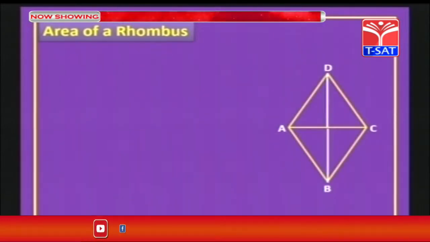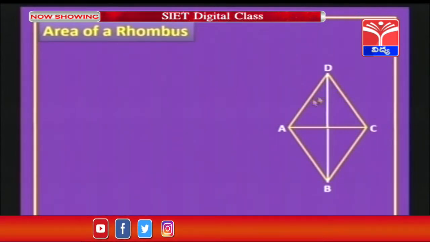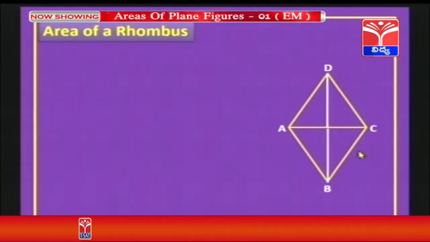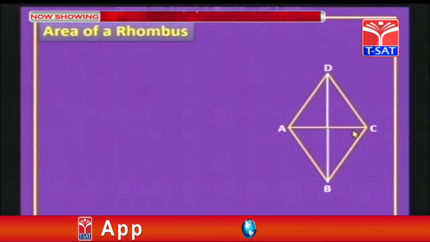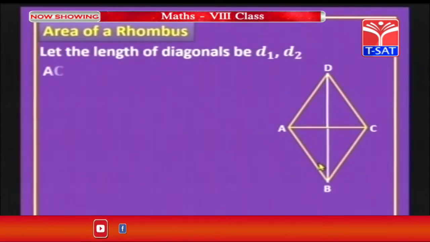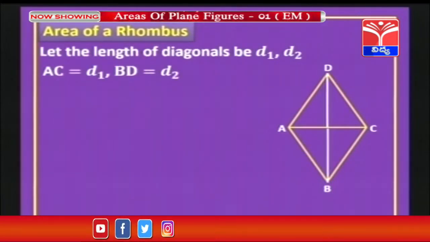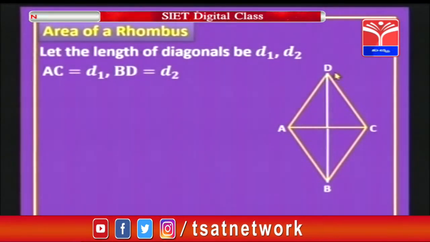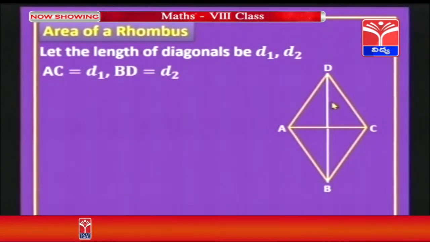So this ABCD shown on your screen is a rhombus. Why do we call this a rhombus? A rhombus is a four-sided figure in which all the sides are equal and the diagonals bisect each other perpendicularly. So this is a rhombus. Now let us assume the length of diagonals as D1 and D2. That means one of the diagonals, AC, is D1 and the other diagonal, BD, I take as D2.